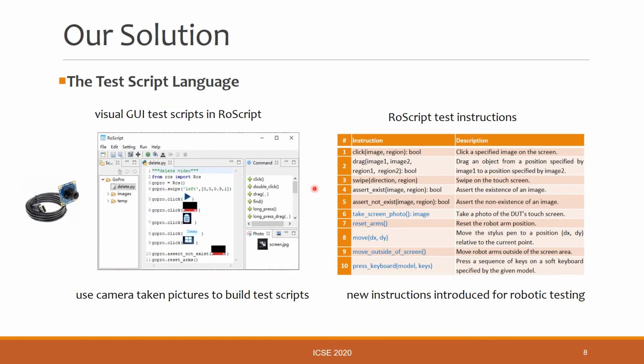In RoScript, we introduce a new test script language, which is suitable for robotic testing. The language uses camera-taken pictures to build test scripts. The widget images are obtained from camera photos, and we introduce new instructions for robotic testing.